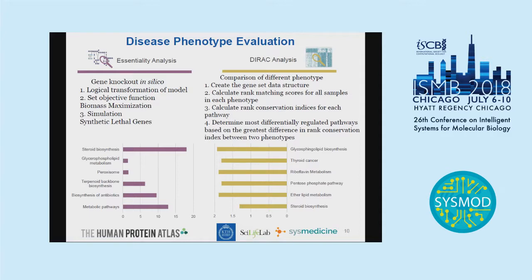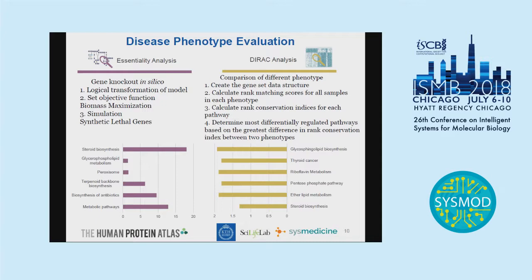And after the simulation, I get 22 synthetic lethal genes. So basically, when we knocked out these genes, this prostate cancer model is not growing, tissue is not growing. Most of these genes are enriched in steroid biosynthesis and, unsurprisingly, metabolic pathways, biosynthesis of antibiotics, terpenoid backbone biosynthesis, glycerophospholipid metabolism, and peroxisome.